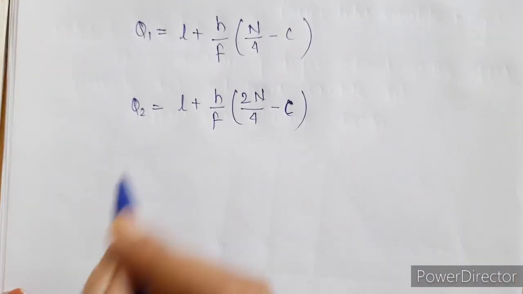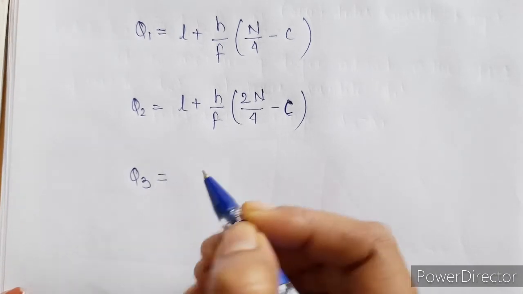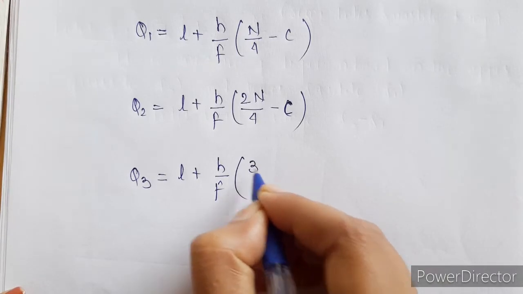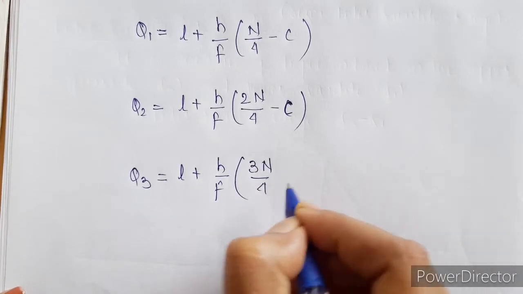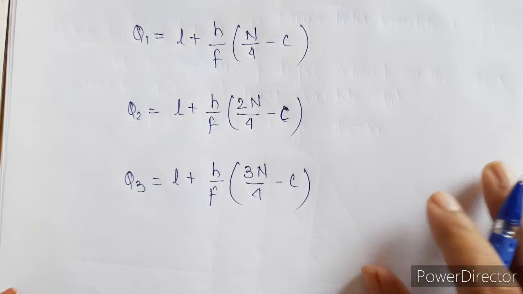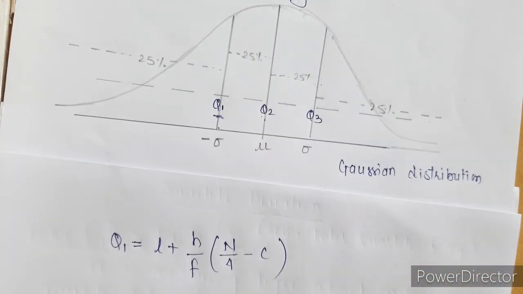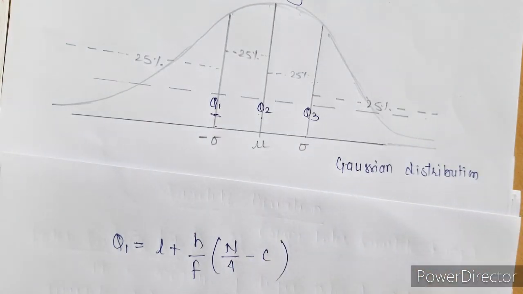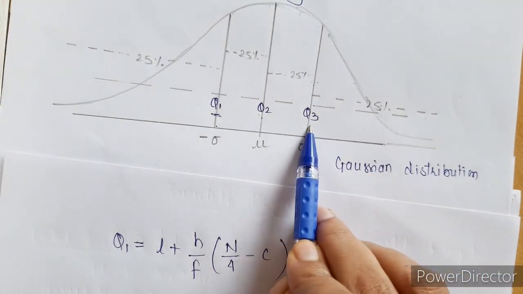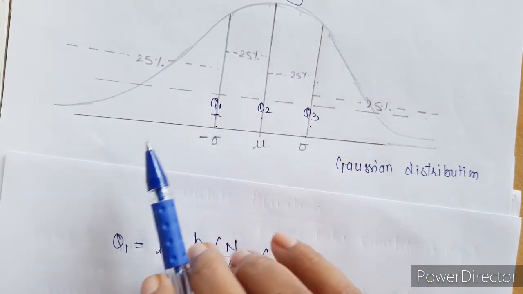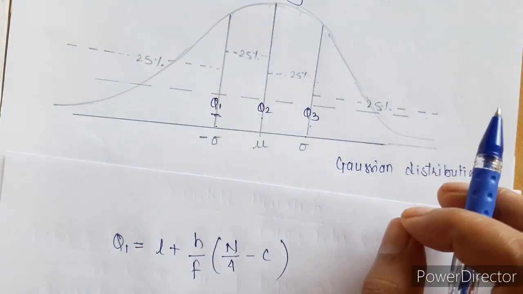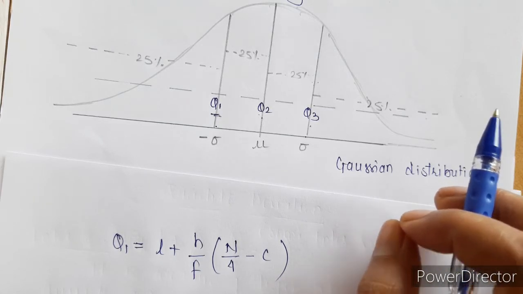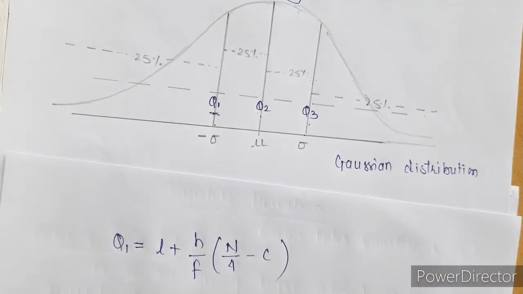Now next is Q3, the third quartile or the upper quartile. So this is L plus H upon F, and this is going to be 3 times n upon 4 minus cumulative frequency of the preceding class. So this is 75% of the data, 3 times n upon 4. So this is your upper quartile and lower quartile, and we are not taking care of the extreme ends, and because of this it is one of the best measures wherein we have an open system.